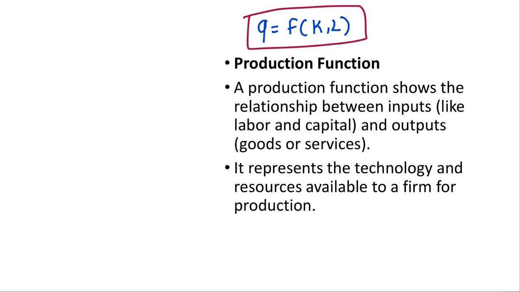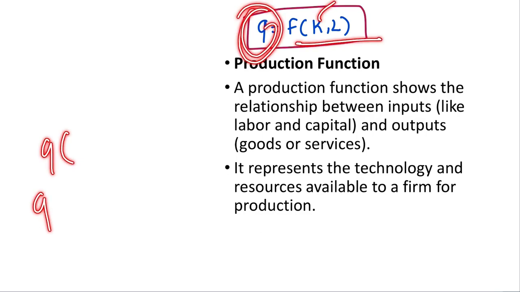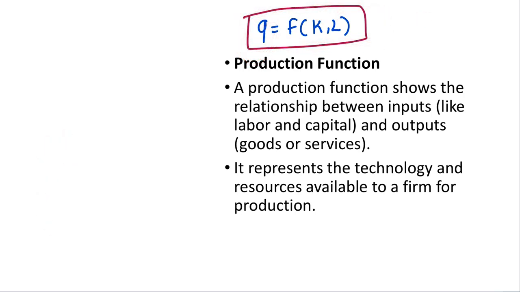So first of all, the production function. As I said earlier, production is a complicated process, involves so many inputs. So the output is a function of inputs, such as capital, land, labor, entrepreneurship. In the simplest form, this is the production function, which involves capital and labor. The production function shows the relationship between the inputs and the outputs, which involves the production of goods and services, right? Now it represents the technology and the resources available to the firm for the production.